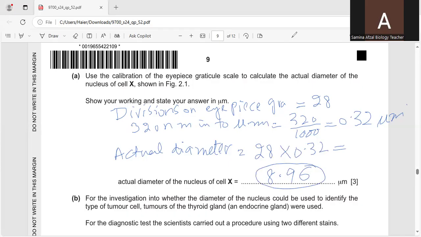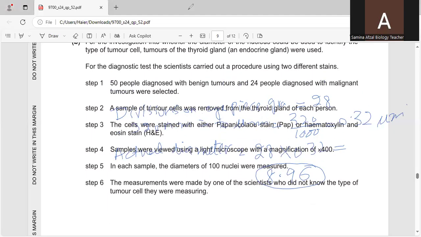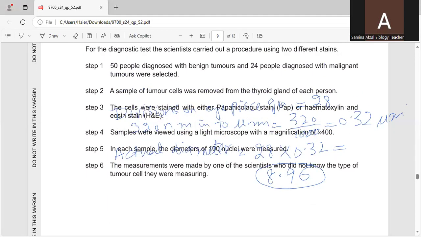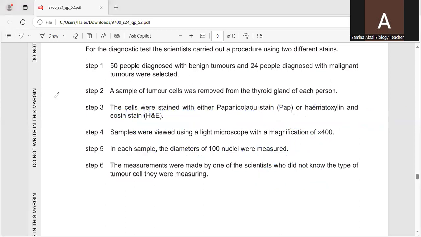For the investigation into whether the diameter of the nucleus could be used to identify the type of tumor cell, tumors of the thyroid gland, an endocrine gland, are used for the diagnostic test. The scientists carried out the procedure using two different stains. Step one: 50 people diagnosed with benign tumor and 24 people diagnosed with malignant tumor were selected, 50 with benign tumors and 24 with malignant tumors.